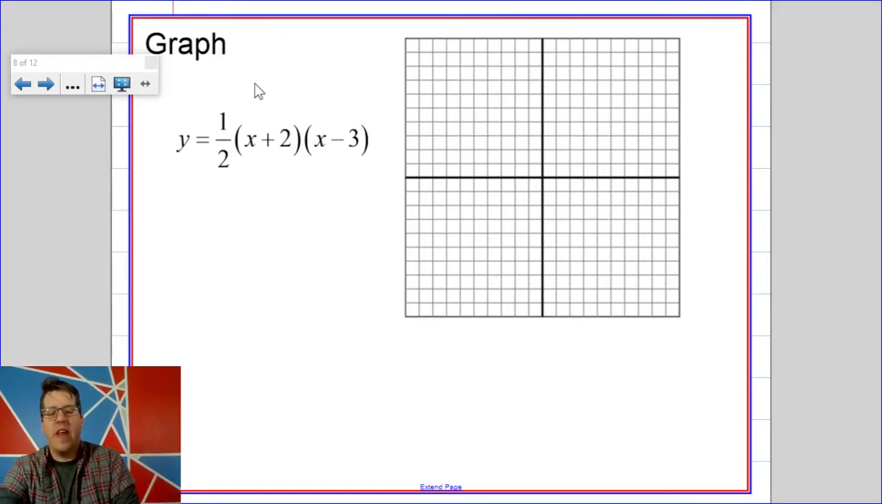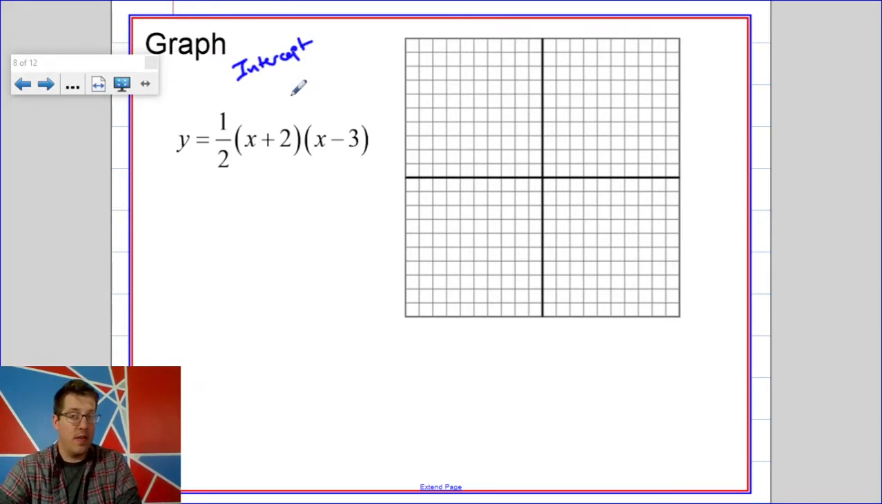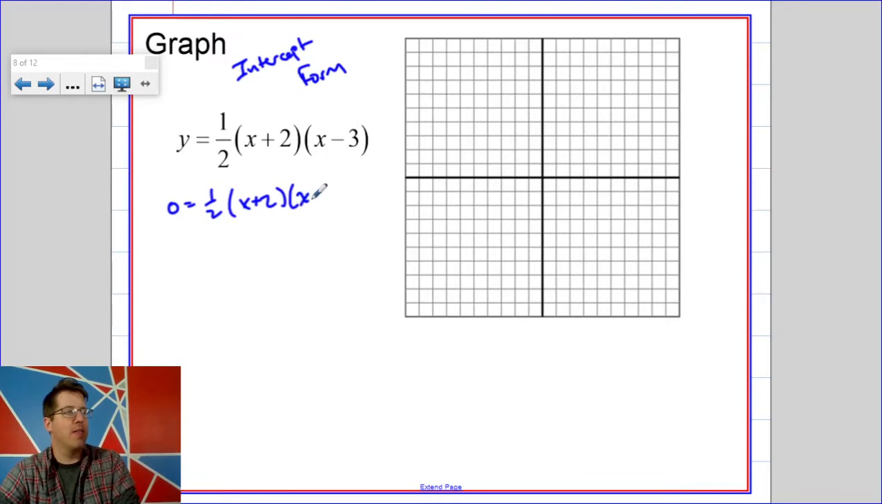All right, our next form is called intercept form, because it is very easy to find the x-intercepts. So to find the x-intercepts, we're going to solve for 0, which you'll remember from factoring is as simple as switching around these two factors. So my two x-intercepts are negative 2, 0 and 3, 0.